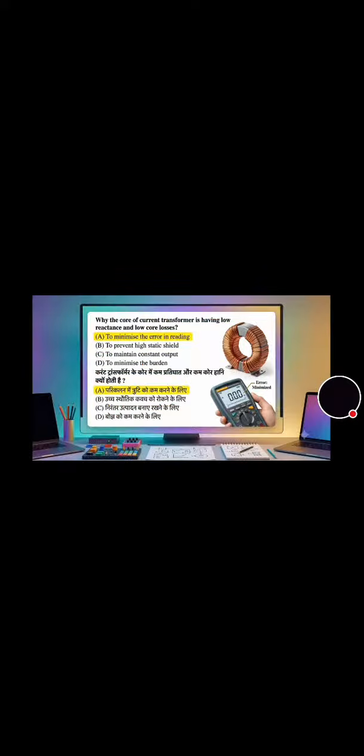Why the core of current transformer is having low reactance and low core losses? And its correct answer is option A, that is to minimize the error in reading.